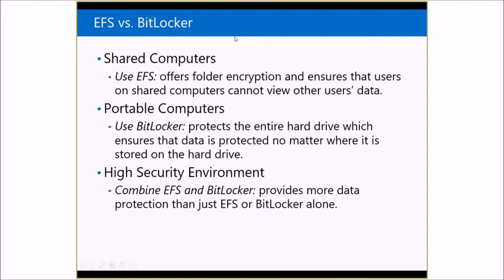So which one do we use, the encrypted file system or BitLocker? If it's a shared computer where lots of people are using it, but we don't want someone else using this computer looking at our files, we can use EFS. EFS offers folder encryption and ensures that users on a shared computer cannot view other people's data. If it's a portable computer like a laptop or a portable hard drive, we can use BitLocker, which protects the entire hard drive, ensuring the data is protected no matter where it is stored on the hard drive.